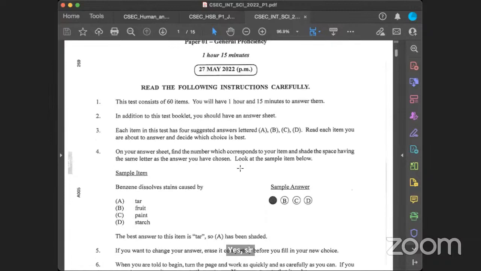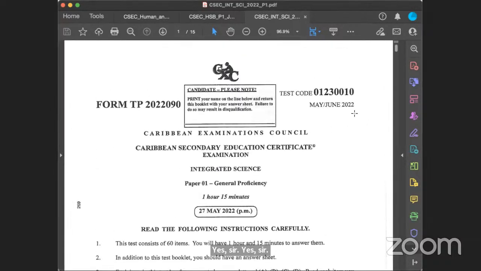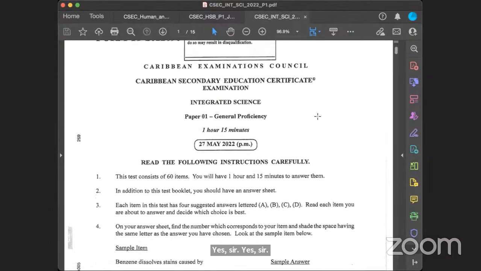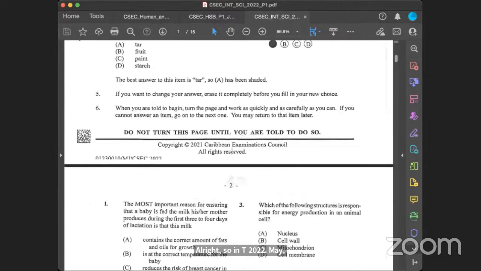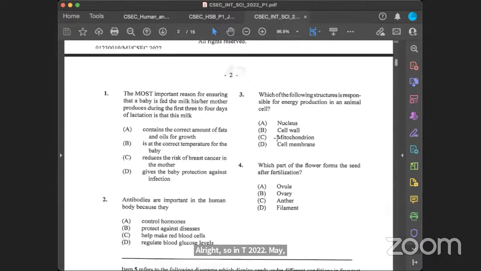Right. So INT 2022, May, June, write your answers down. 2022, May, June. Let's go. Somebody to read the first one there for us.